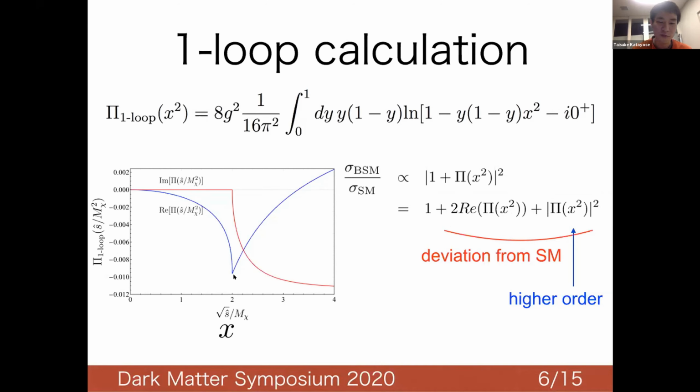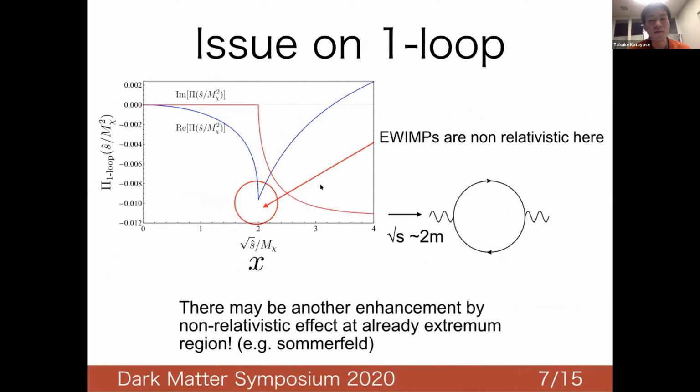Okay. So there is some problem in the one-loop calculation. We have some peaky structure here. That means the center-of-mass energy is equal to twice the dark matter mass. And that means the energy flow comes as twice the dark matter mass, so 1 times the dark matter mass can go here, and 1 times the dark matter mass can go here.